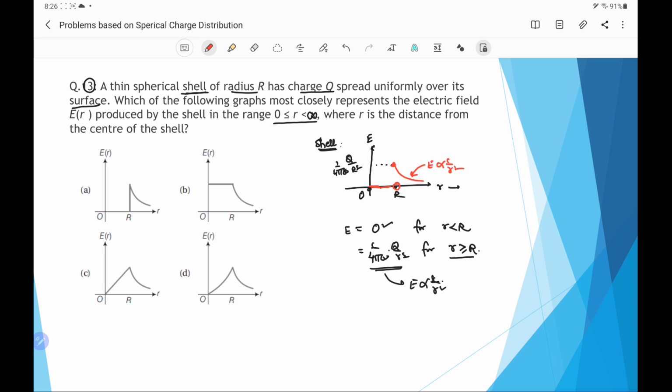Here we have an unfilled circle, and at this point we are using the filled circle. It refers that at the point r equal to capital R, this point is not included in the range of the electric field for the unfilled circle, and the value included is this filled circle. That means the value of the field at the point r equal to capital R is actually this value. So the graph shown in the option is A. So the correct option is A.